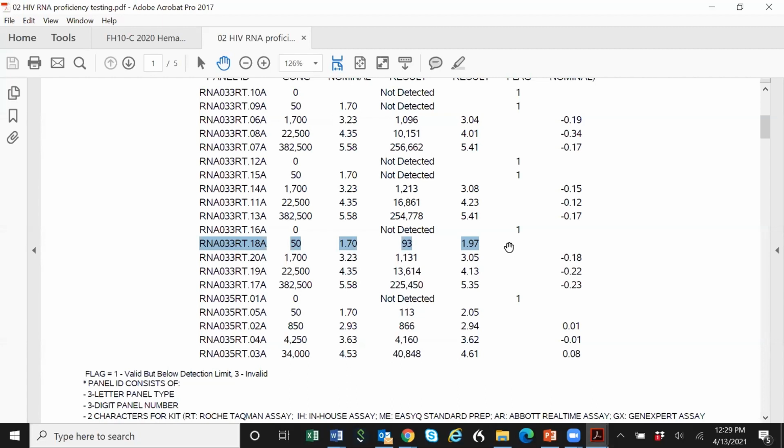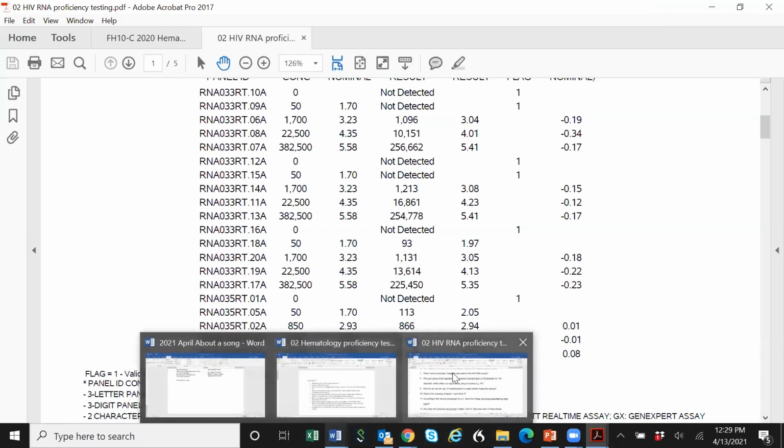So at that time in the lab, anything below 50, if we got a number, we just said not detected, even though in the lab we actually had a number from the instrument. So that's why. All right, let's keep going.